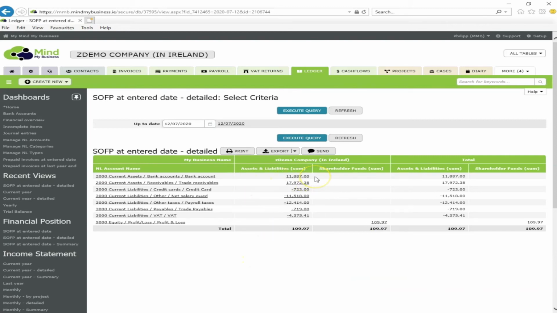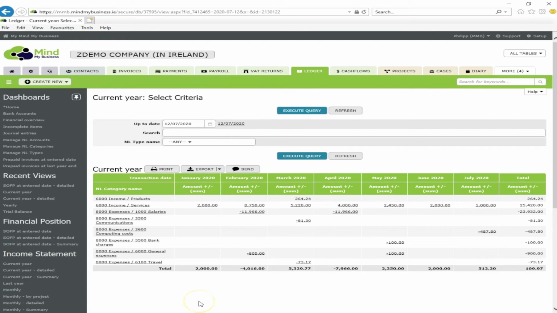We've got just over 11,000 in our bank account. We're owed 17,000. And we owe 700 on our credit card. We owe 11,000 in net salaries. We owe 12,000 in payroll taxes. We owe 719 in trade payables, and we owe just over 4,000 in VAT. And so the overall value of the business is just holding in the positive.